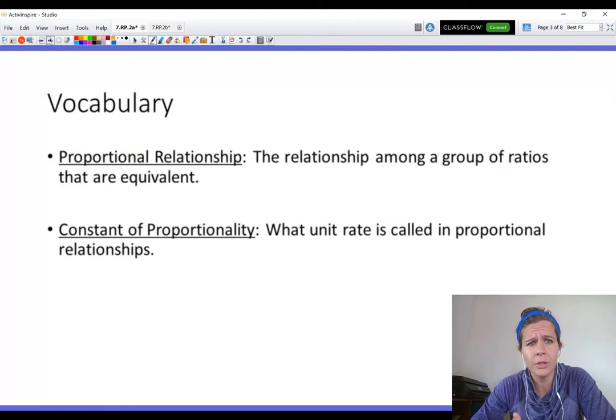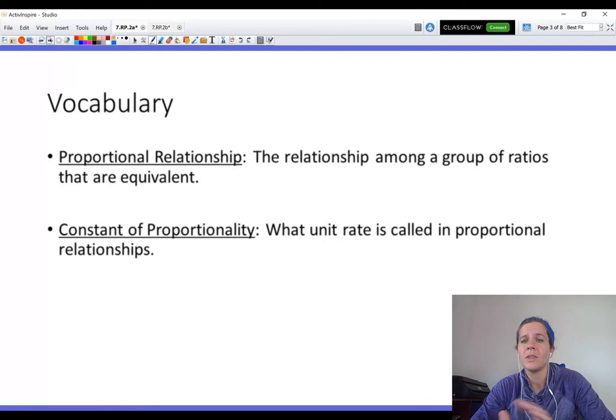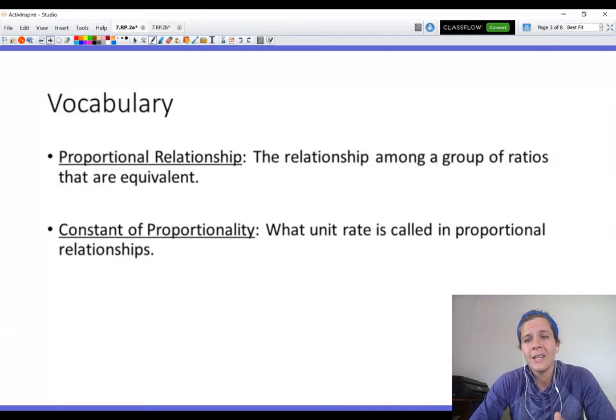The vocabulary we're going to be discussing in this video is proportional relationship, and that's the relationship among a group of ratios that are equivalent. So if ratios are equivalent, then they have a proportional relationship. And constant of proportionality, and that's just what a unit rate is called in proportional relationships.